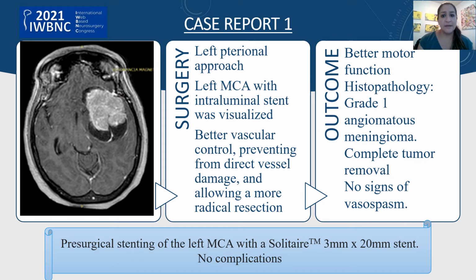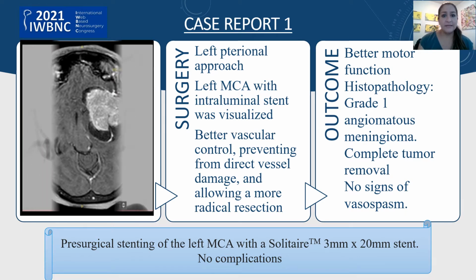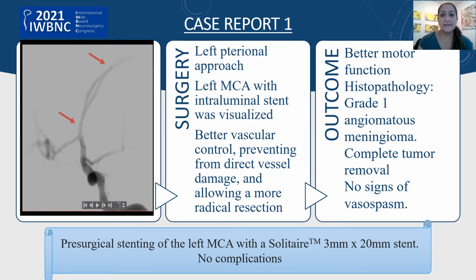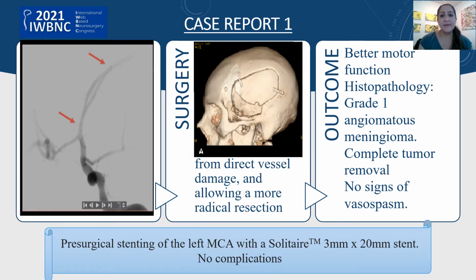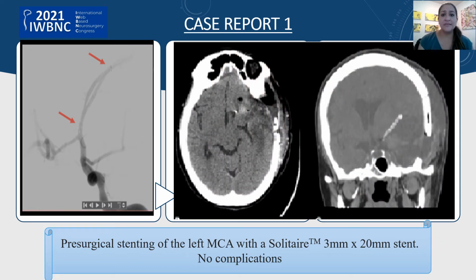Possible surgical complications were deeply analyzed, and the team studied the benefit of pre-surgical stenting of the left MCA, considering vasospasm risk during or after surgery. A left pterional approach was used, and the left MCA with intraluminal stent was visualized during the procedure, and it helped a better vascular control, preventing direct vessel damage and allowing a more radical resection. After surgery, the patient showed better motor function, and the post-operative CT scan demonstrated a complete tumor removal and no signs of vasospasm.